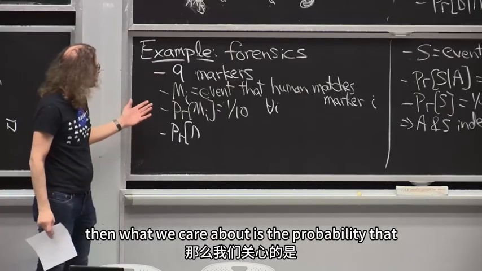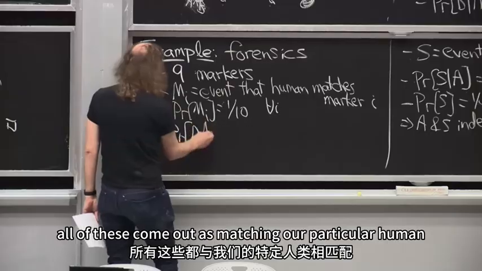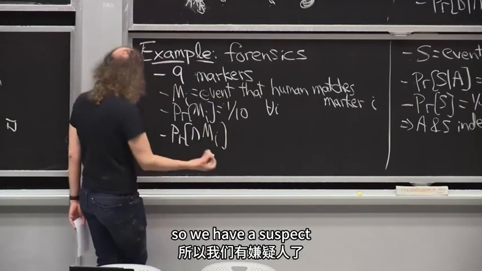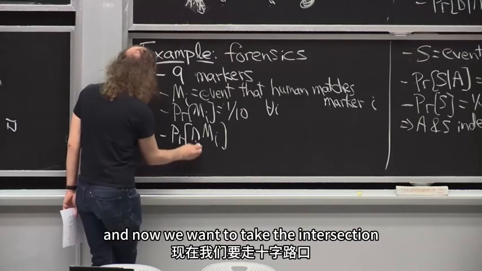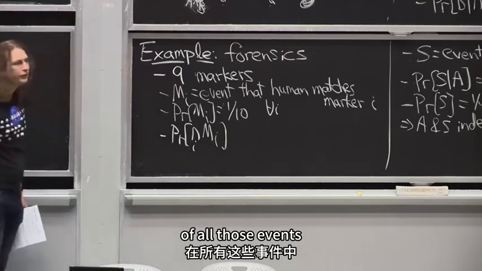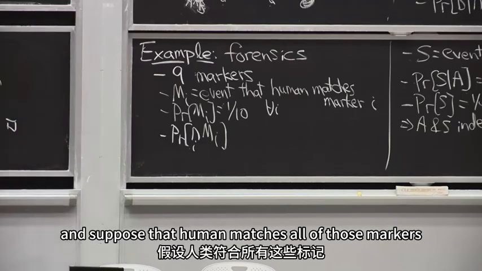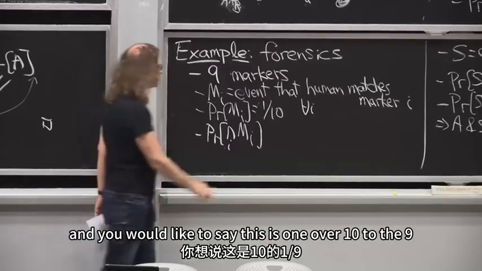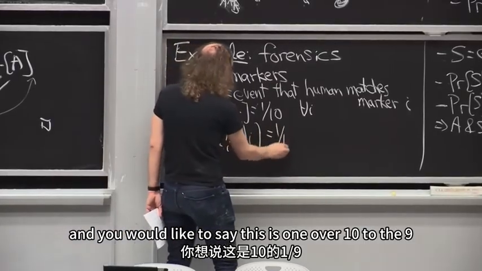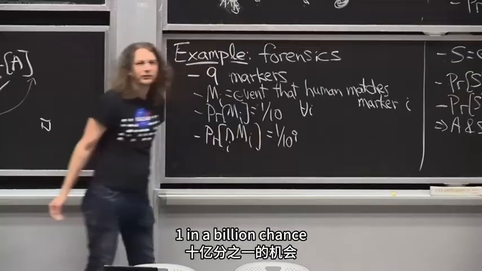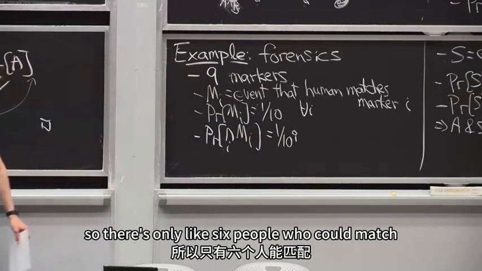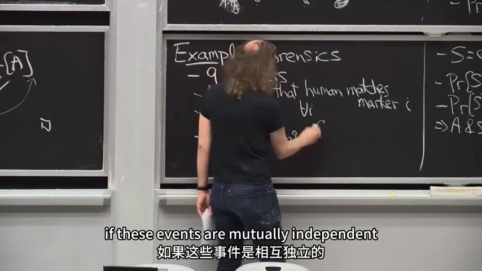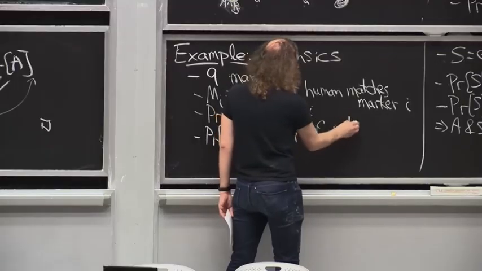Then what we care about is the probability that all of these come out as matching our particular human that we have in mind. So we have a suspect, and now we want to take the intersection of all those events. Suppose that human matches all of those markers. Now we want to know what's the probability that that happened for a random human. And you would like to say this is 1 over 10 to the 9, 1 in a billion chance. So there's only like 6 people who could match. But that's only true if these events are mutually independent.